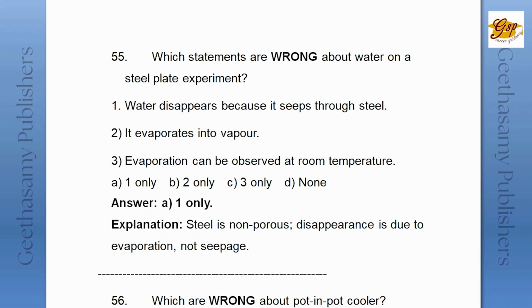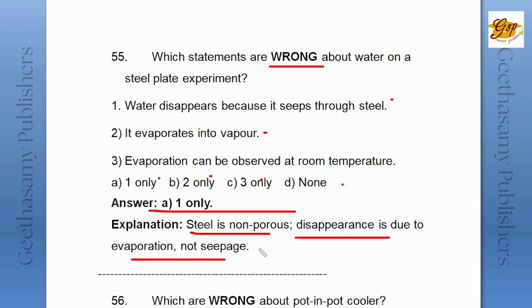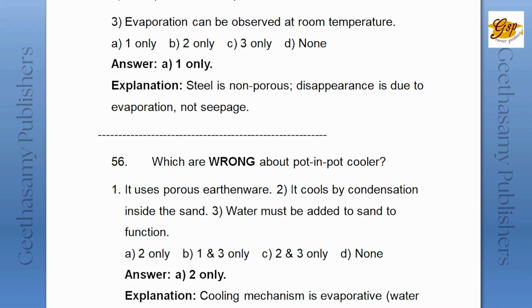And the 55th question, again about the wrong statement. 1. Water disappears because it seeps through the steel. 2. It evaporates into water vapor. 3. Evaporation can be observed at room temperature. The choices are 1 only, 2 only, 3 only, none. The correct answer is 1 only. The steel is non-porous, and the disappearance is due to evaporation, not seepage. Fine.